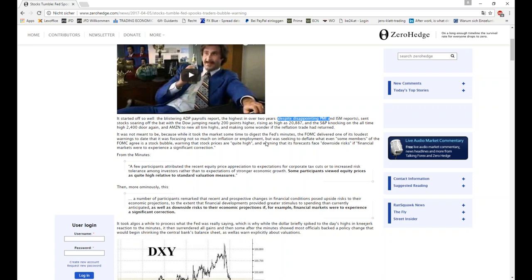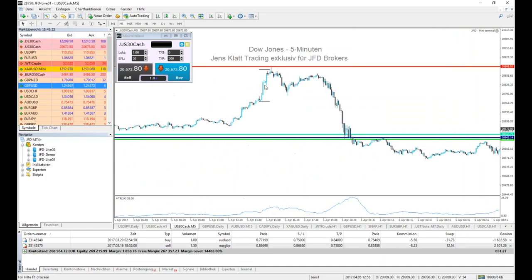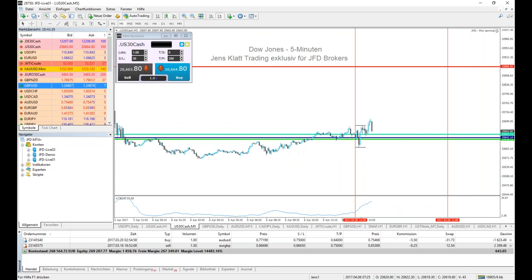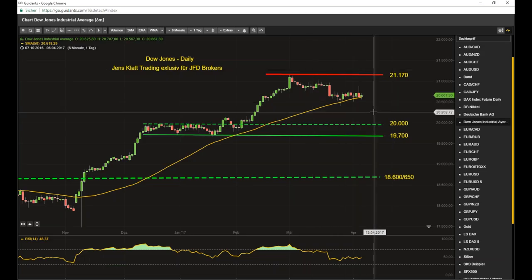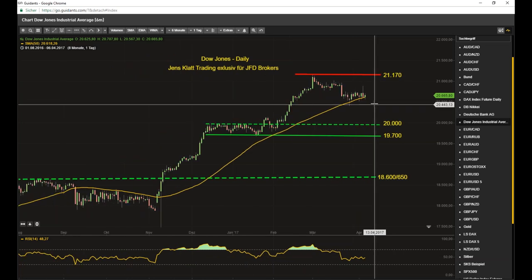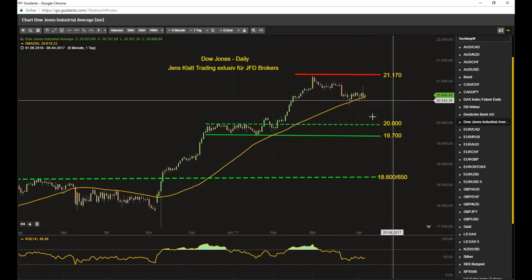It means that we shouldn't expect, as already stated, the Fed to really intervene here and prop up prices before we've seen, well, I don't know, a 10% correction, 20%, I don't know. The thing is, even if we are now going down to 20,000 points here, this is 600 points from here. This is nothing big.